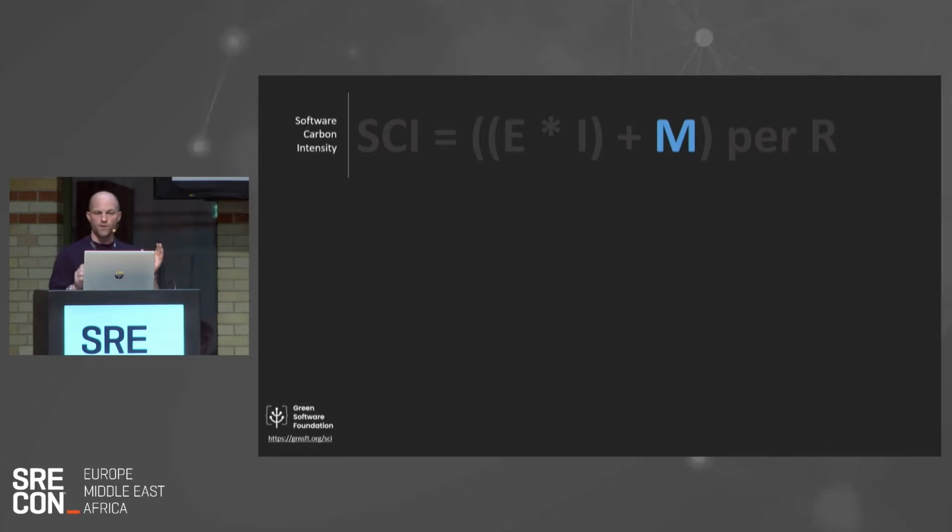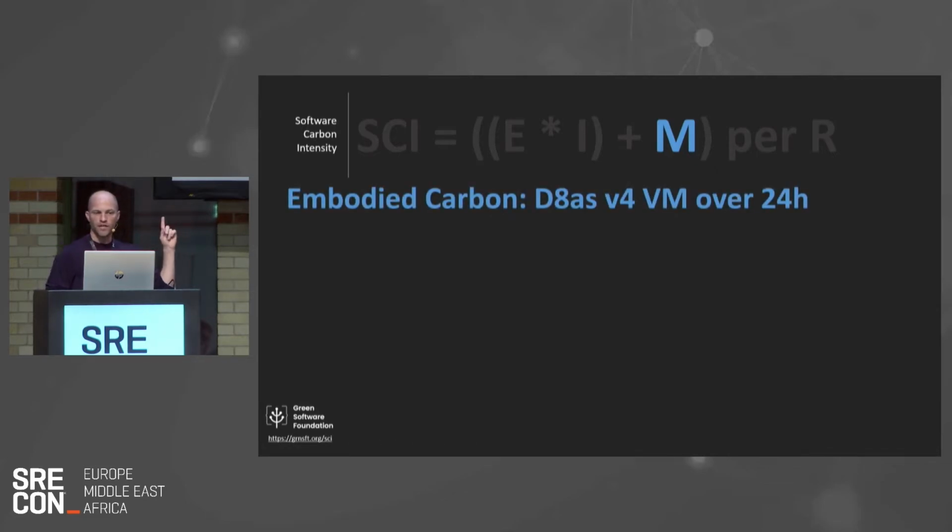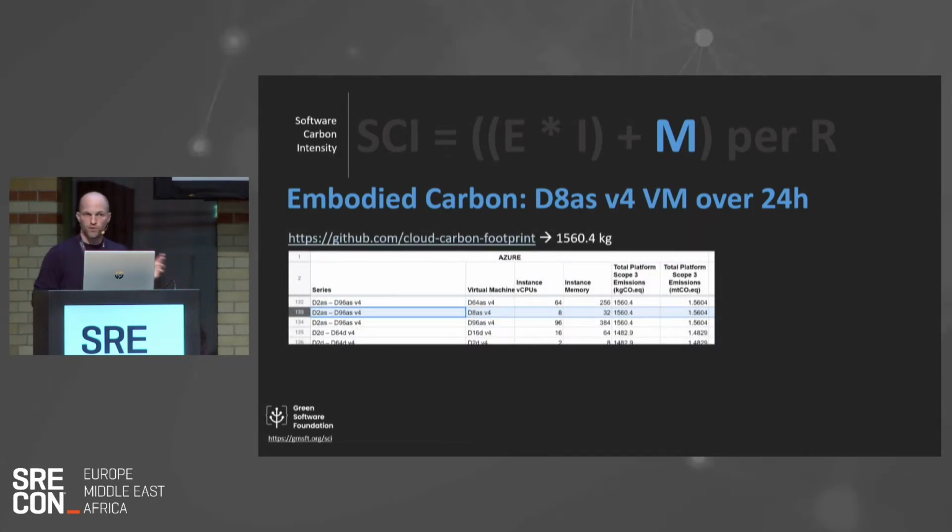All right, and then now we move on to the M, the embodied carbon. So again, we have just this single VM over a 24-hour time period. The cloud carbon footprint, which is on GitHub, open sourced, separate company than any of the public clouds, has gone through and done a lot of this math for you. It's in a giant spreadsheet that you can scroll through and find. So I'm able to find the D8AS V4 VM, and we can see that it's 1,560 kilograms is their embodied carbon, is how much carbon was needed to create that VM, that virtual machine.